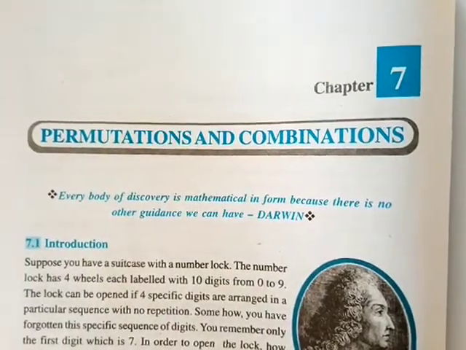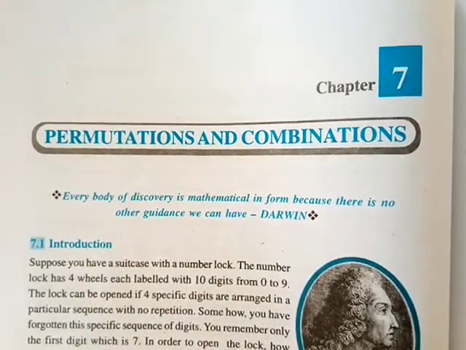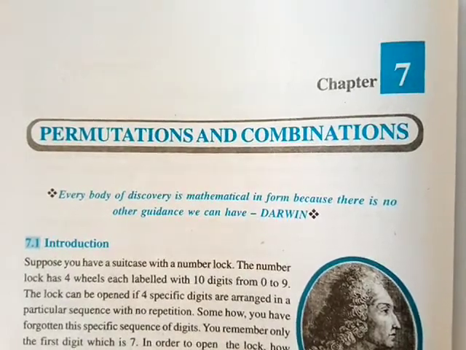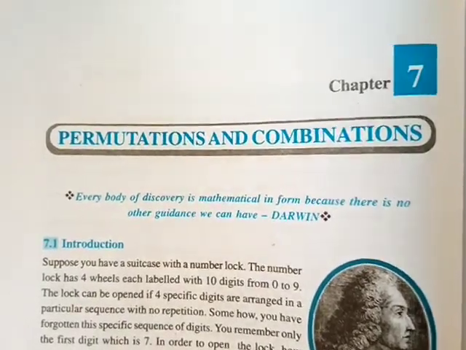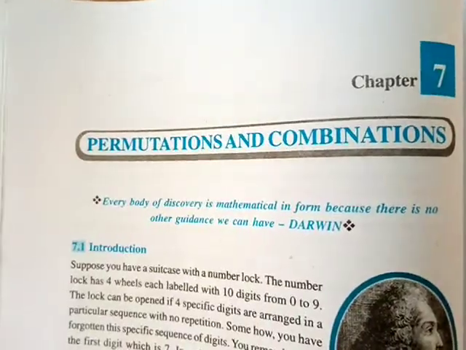Mathematics class 11 chapter 7 permutations and combinations. In the last class we have studied exercise 7.3. Today we shall study exercise 7.4.